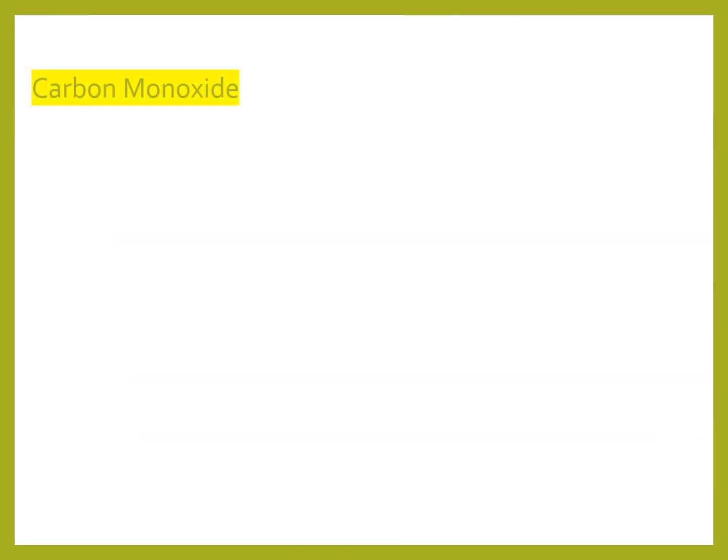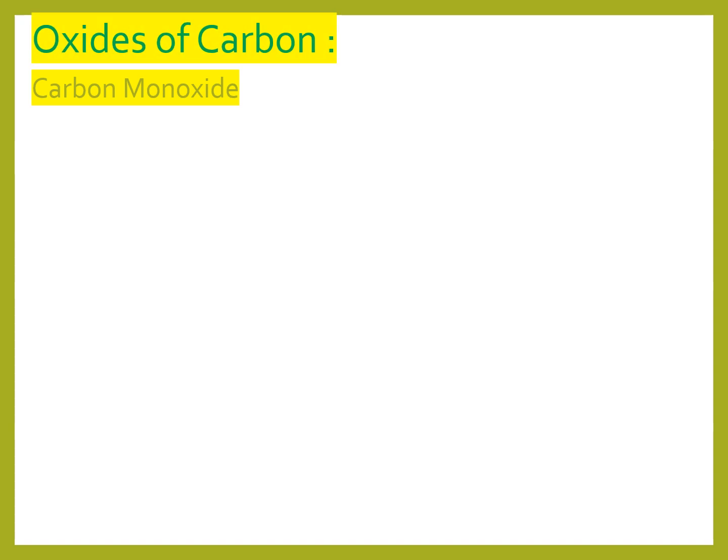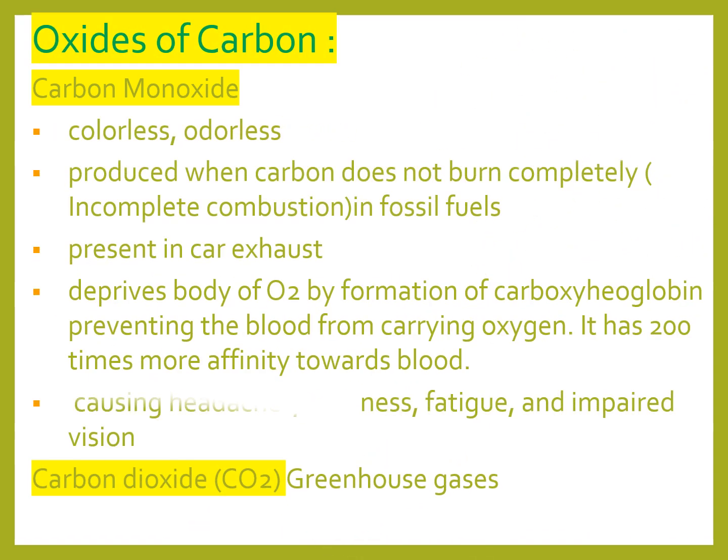First is carbon monoxide, which is a part of the oxides of carbon. Basically carbon monoxide is a colorless and odorless gas. It is produced when carbon does not burn completely. Basically it is the result of incomplete combustion of fossil fuel.